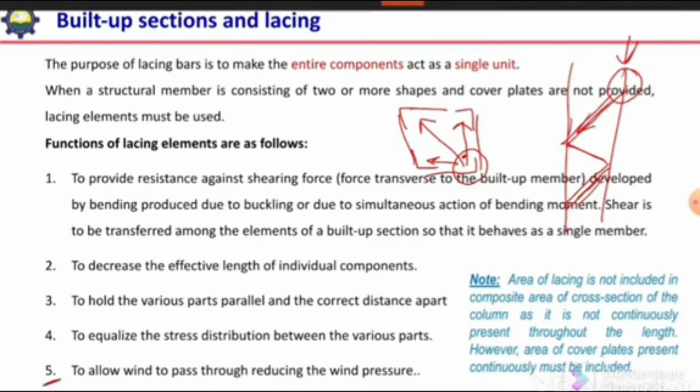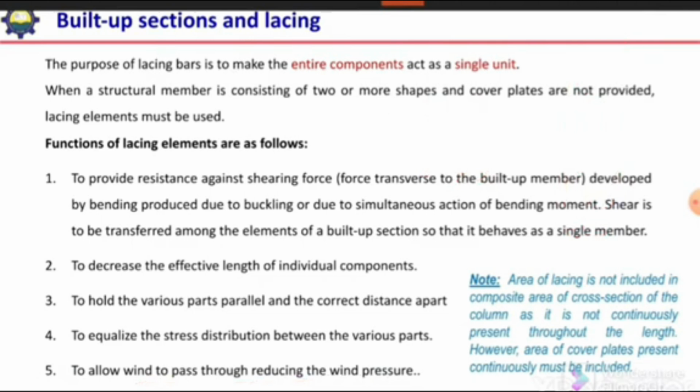The fifth benefit is to allow wind to pass through, reducing the wind pressure. If we use a perforated or cover plate, it will cover this whole face, and in that case there will be huge wind pressure. But when we use lacing, there will be empty spaces between the lacing elements, so wind can pass through those spaces and the wind pressure will be reduced.